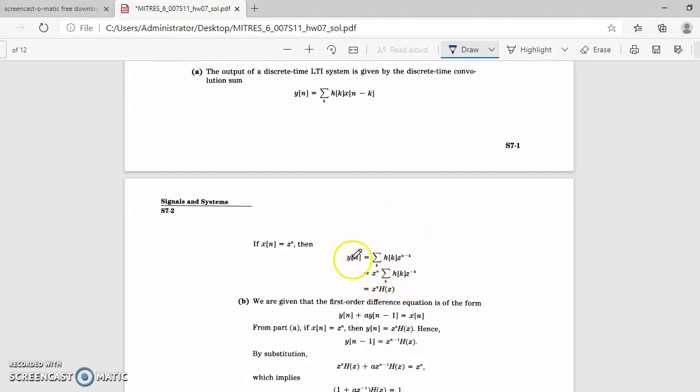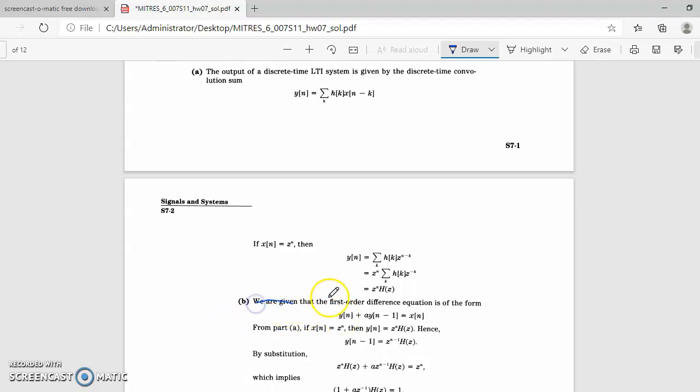Here this entire sum is replaced by H(z). This formula comes from our Fourier series expression, and I am replacing it in terms of the z-transform: z^n·H(z). Then we move on to the next problem.